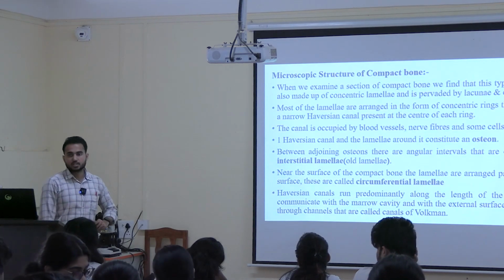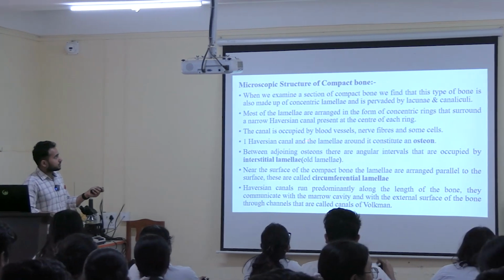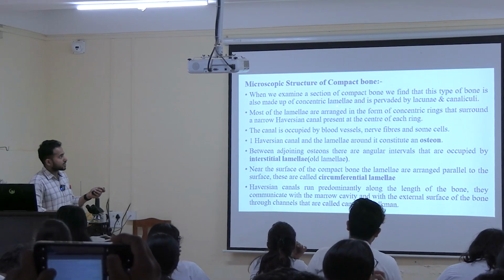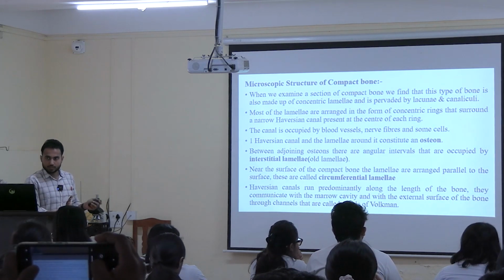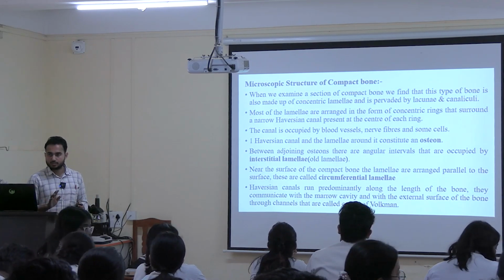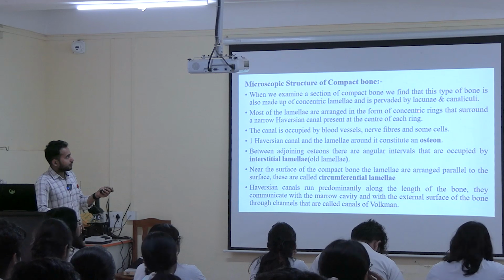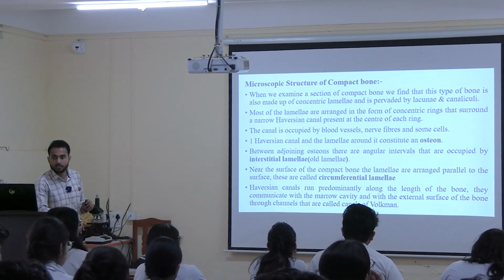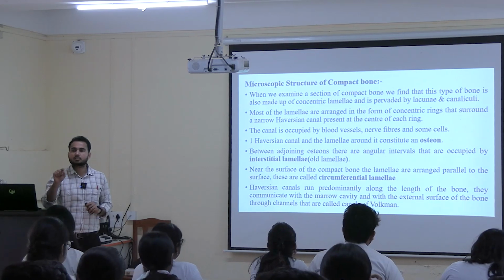Next, microscopic structure of compact bone. When you examine compact bone under the microscope, what will you see? First of all, you will see the concentric lamellae with lacunae and canaliculi, the same as before. But here the trabecular arrangement is not present, unlike spongy bone. Most of the lamellae are arranged in the form of concentric rings, and a narrow Haversian canal is present at the center of the ring. This is very important. At the center there will be a canal, and it is called the Haversian canal.